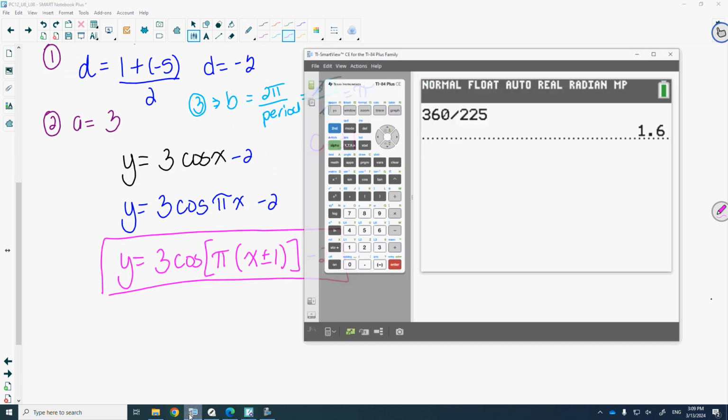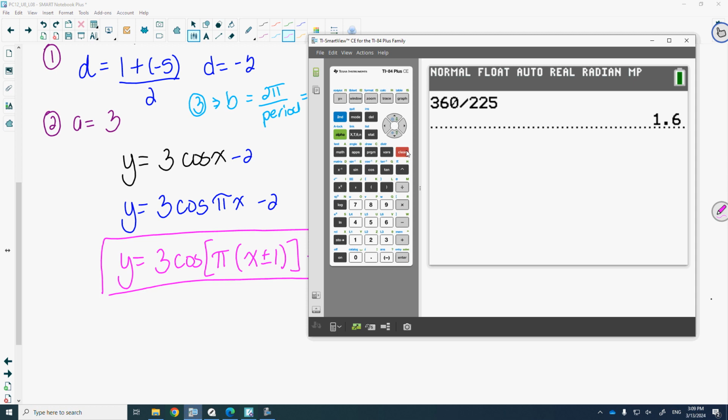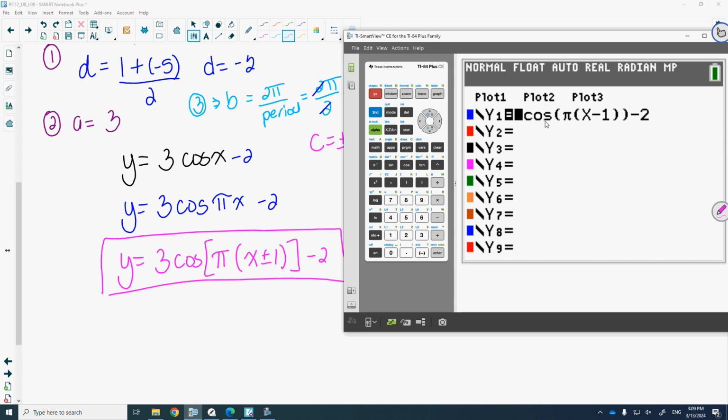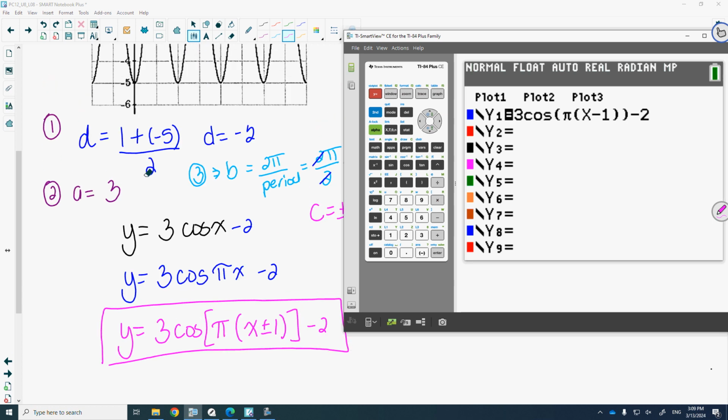So on your calculators, take it out and I want you to plug in your y. So I'm going to plug in, so there's my amplitude, cos, there's my b value. I'm just plugging in right now x minus 1 and then minus 2. Now remember, unless you are told it's specifically in degree mode, you'd be in radian mode. So make sure you're in radian mode.